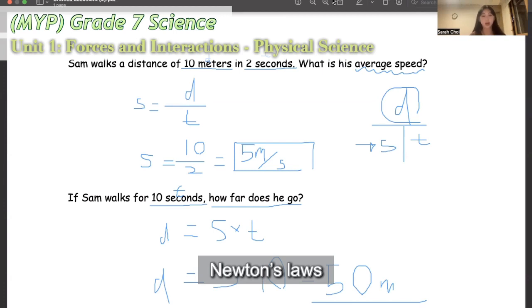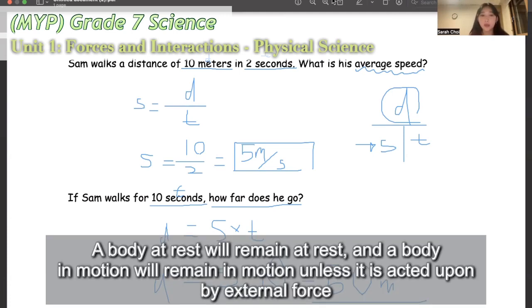So, Newton's laws. Newton's laws are three fundamental laws formulated by Sir Isaac Newton to describe the motion of objects and the forces acting upon them. Newton's first law is: a body at rest will remain at rest and a body in motion will remain in motion unless it is acted upon by an external force.